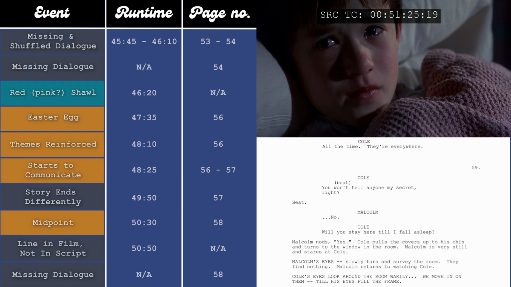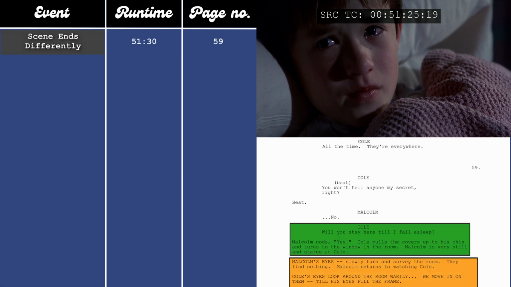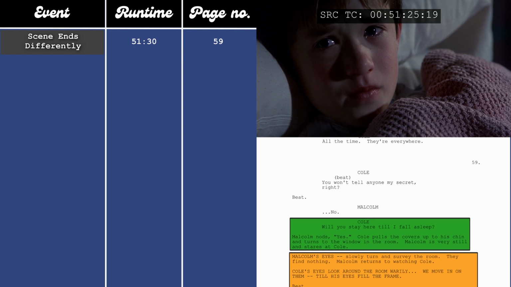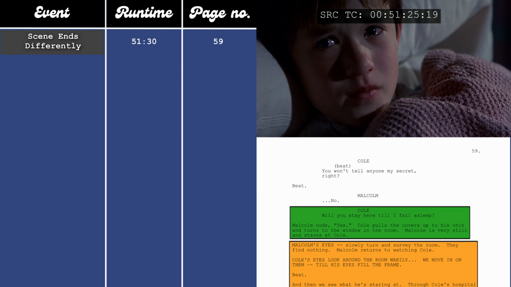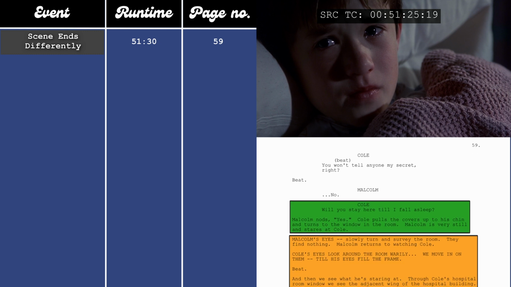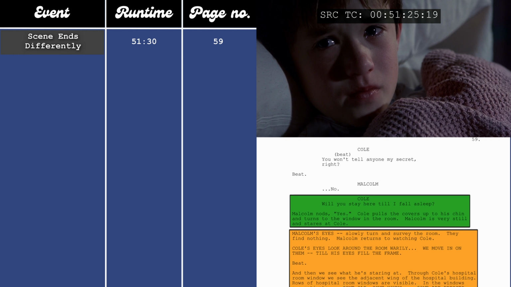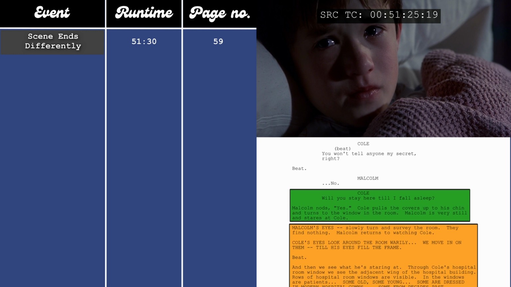In the script, it reads, "Cole, will you stay here while I fall asleep?" Malcolm nods yes. Cole pulls the covers up to his chin and turns to the window in the room. Malcolm is very still and stares at Cole. Malcolm's eyes slowly turn to survey the room. They find nothing. Malcolm returns to watching Cole.